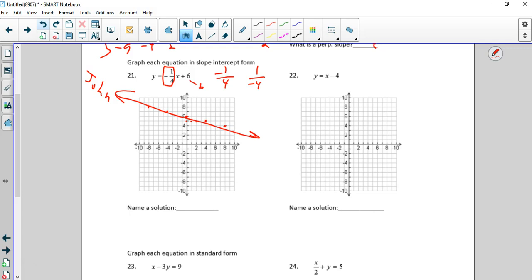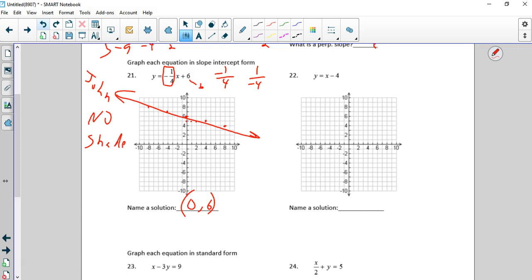Now, name a solution. A lot of people are confused because, well, there's no shaded area. Exactly. You don't shade for a line. Remember, no shade. It's an equation. Okay? So therefore, the solution is just any point on that line. I say make your life easy. You already know that the y-intercept is 0, 6. Why not use that? But you could use any of these points where you put a dot, such as 4, 5, or 8, 4, or negative 4, 7.